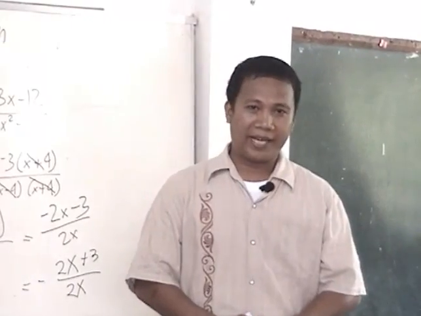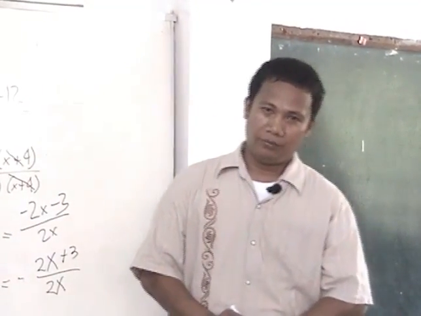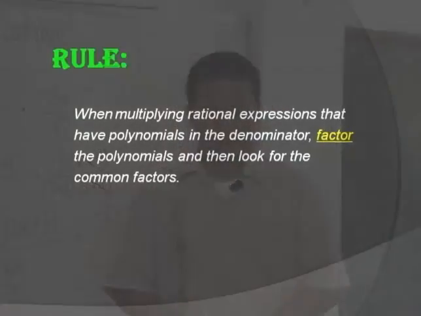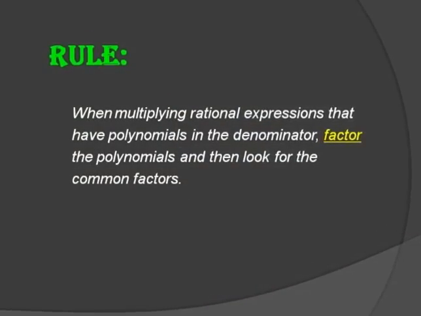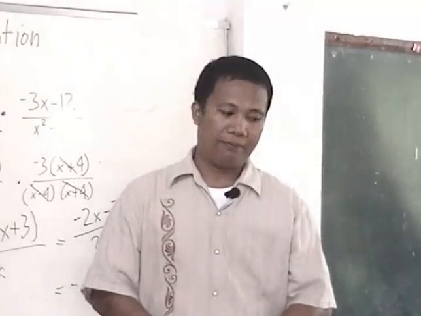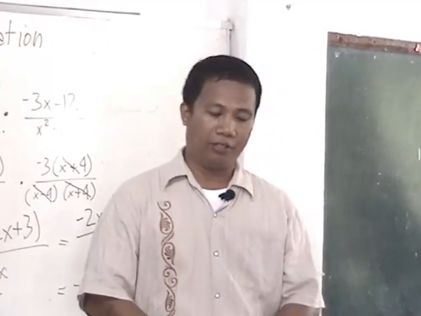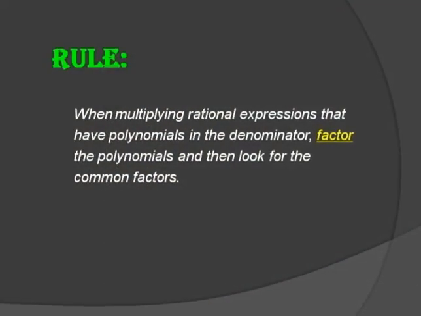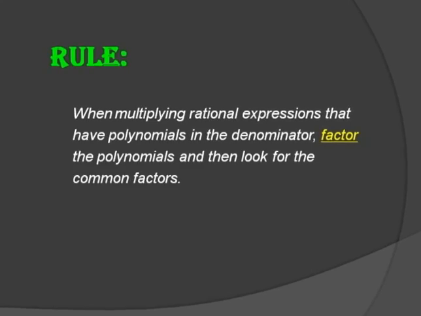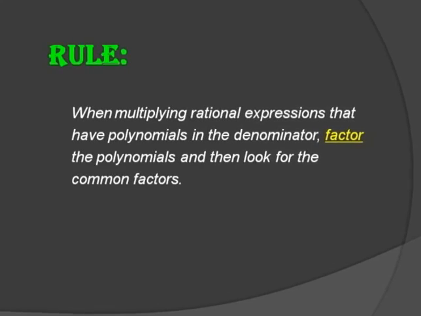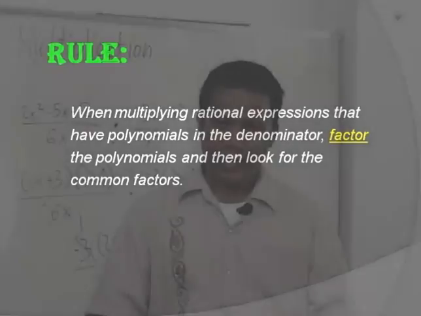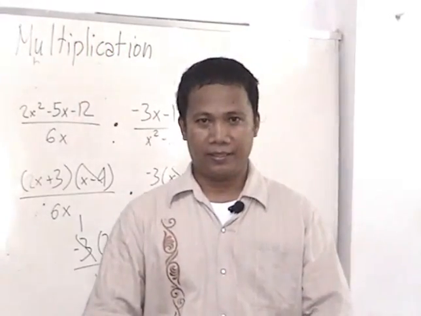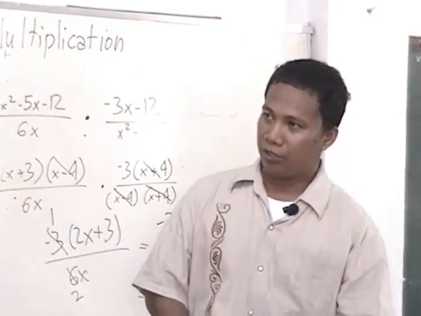Now, in multiplication of rational expressions, we have a rule. When you are multiplying rational expressions that have polynomials in the denominator, you just factor the polynomials and then look for the common factors, and you apply the cancellation process. Okay, so that is multiplication.